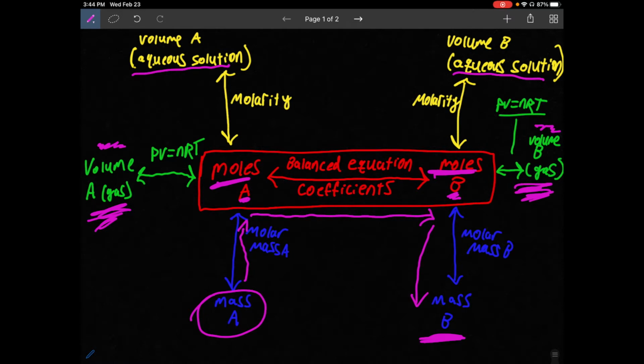We know the volume of that solution that's easily measurable in the lab. Say we have 20 milliliters of solution, and we know the molarity, say 0.5 molar. We can use that information using the molarity equation. Molarity is equal to moles per liter to calculate the moles. And once we have moles, we can convert back and forth.